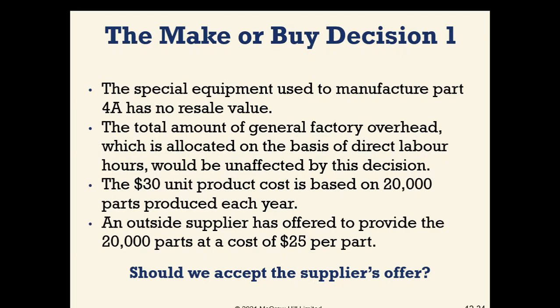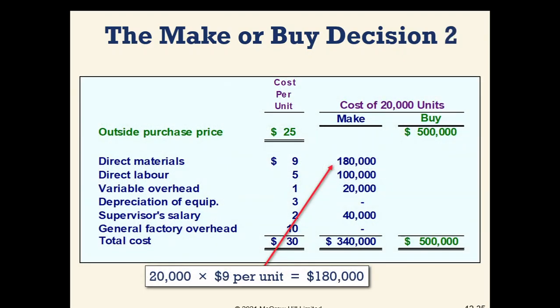On the surface, it looks like yes, right? It's costing us $30 to produce. We can get it for $25. We're saving $5 per part. So we should accept the offer. But when we look at the decision in terms of relevant versus irrelevant costs, we may come up with a different solution.